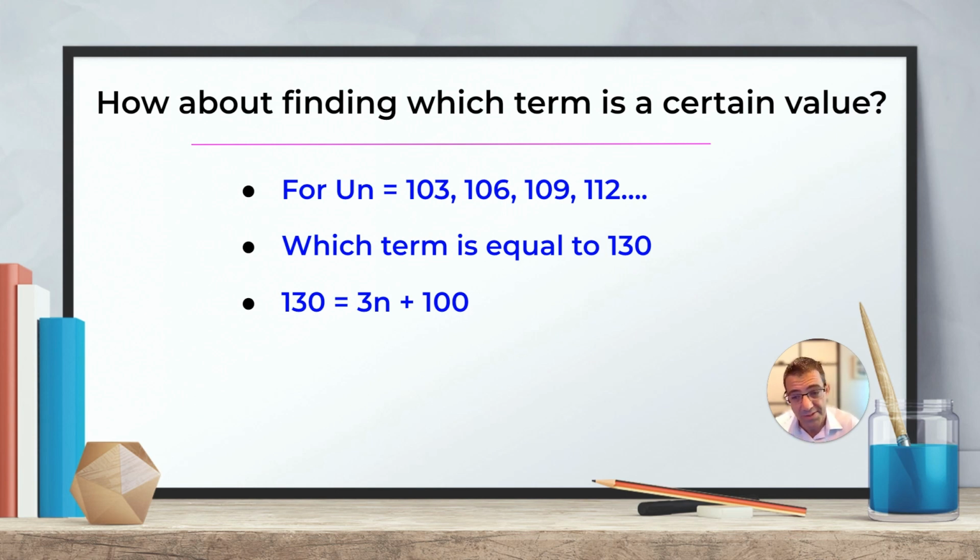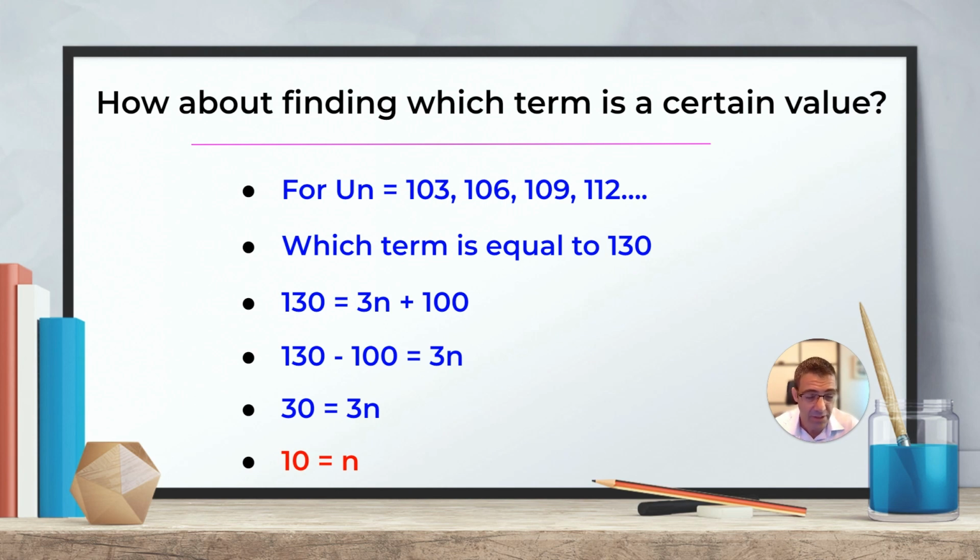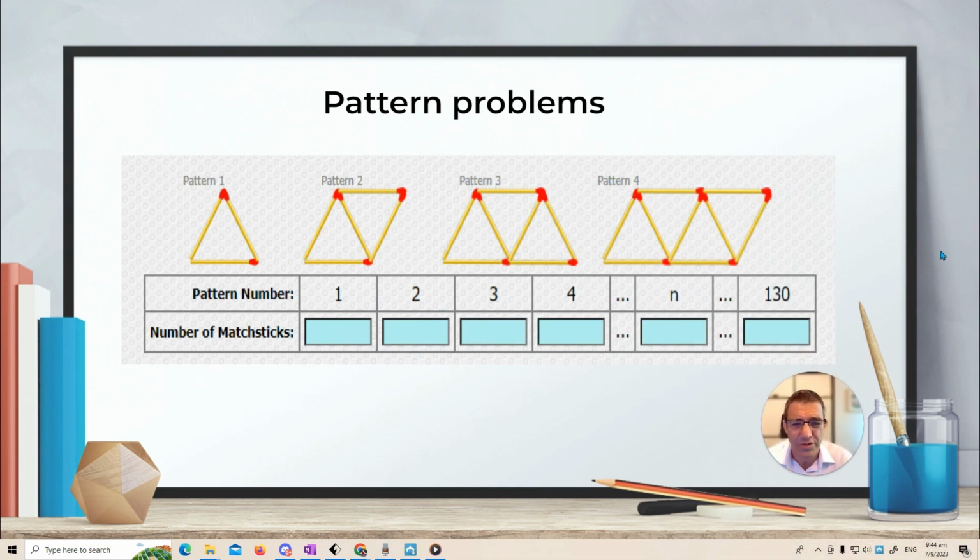The plus 100 moves to the left. 130 minus 100 is 3n. So 30 is equal to 3n, and then times becomes divide. 30 divided by 3 is n, which means that for n equal 10, we will reach the value 130. So you can do these kind of reverse questions as well when you're looking to find terms in a sequence. And all you need to do is to make the formula equal to the value you're looking for and solve for n.